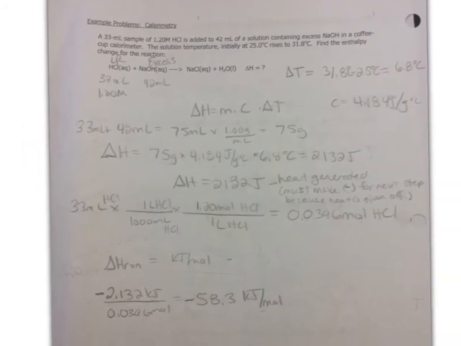And so if I use this equation, if I take the 33 milliliters plus the 42 milliliters total, that gives me 75 milliliters. And since I'm using a calorimeter, I know I have water, so I can use 1 gram per milliliter for the density of water to find out that I have 75 grams for my calorimeter solution. My C for water, the specific heat for water, is 4.184 joules per gram degree Celsius. The change in temperature, I have to take the 31.8 minus the 25 to get 6.8 degrees C.